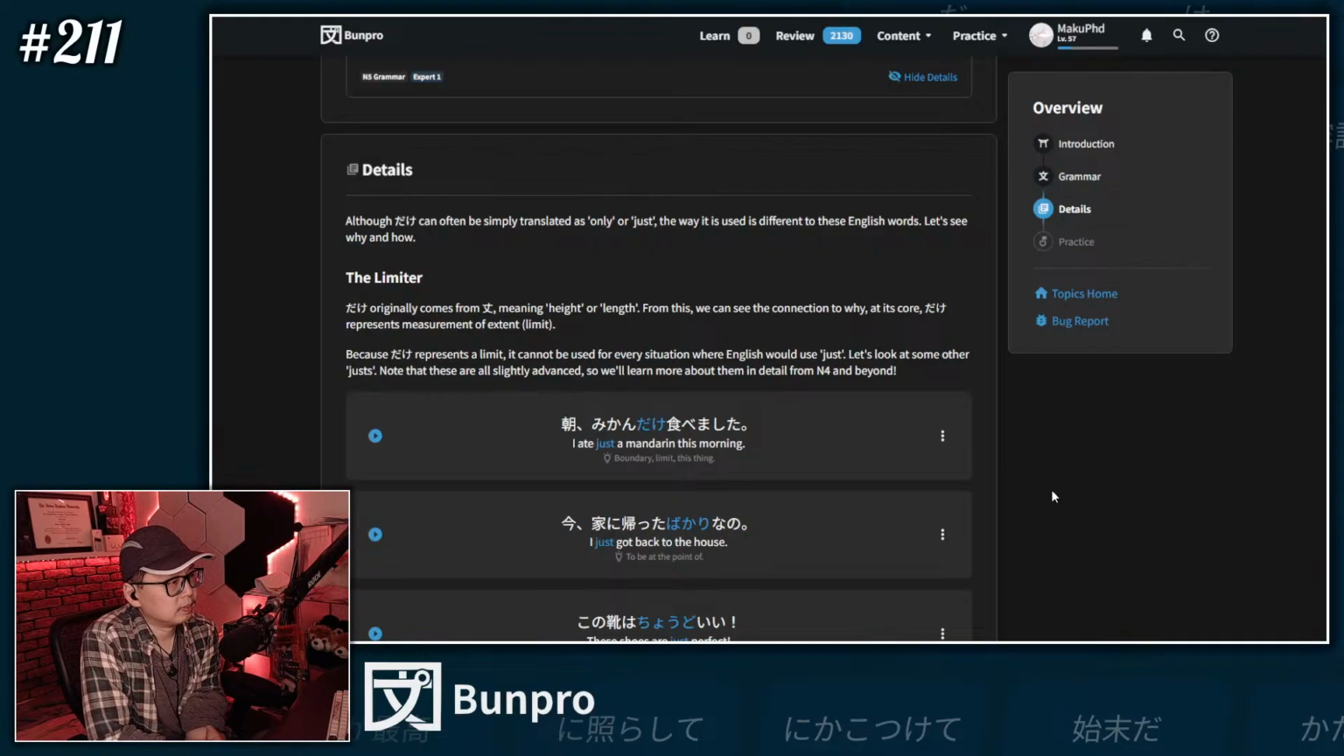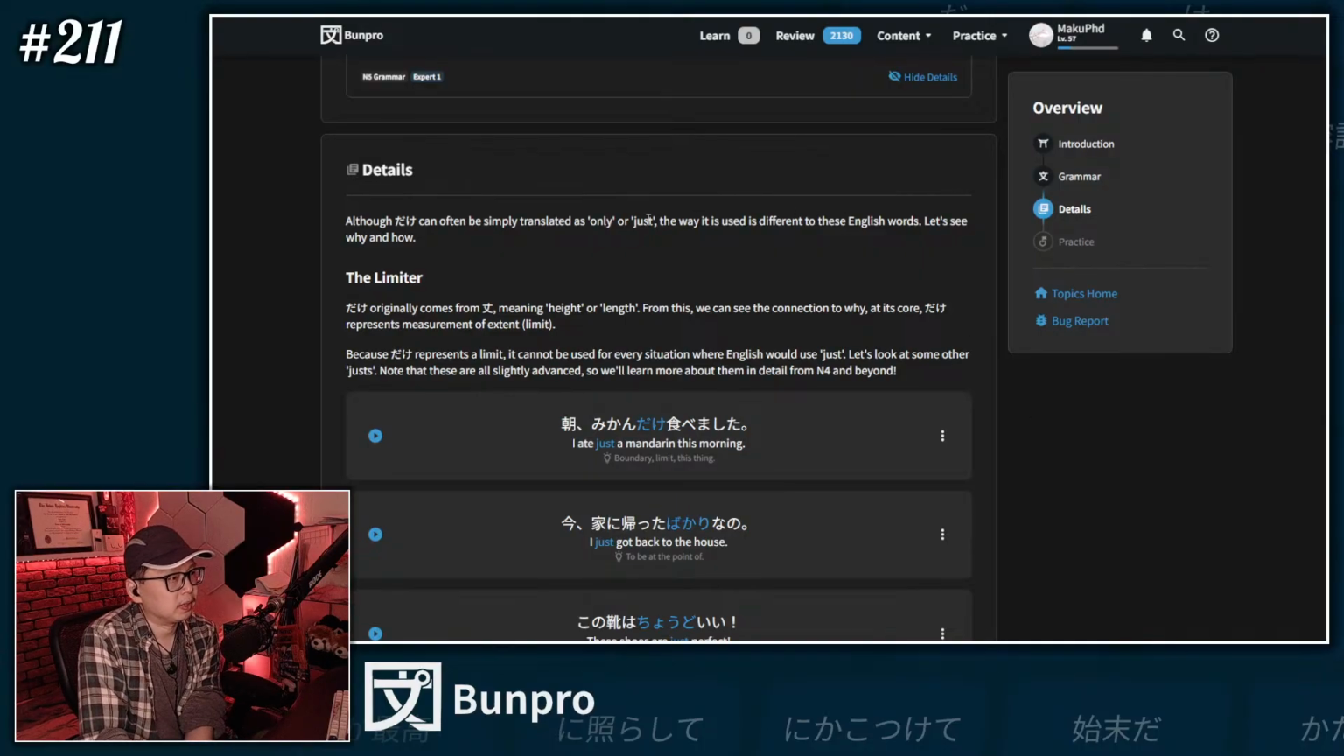Because dake represents a limit, it cannot be used for every situation where English would use just. That's fair. In itself is a limit. Let's look at some other justs. Note that these are all slightly advanced, so we'll learn more about them in detail from N4 and beyond. Yeah, I think we have like 3 dakes.